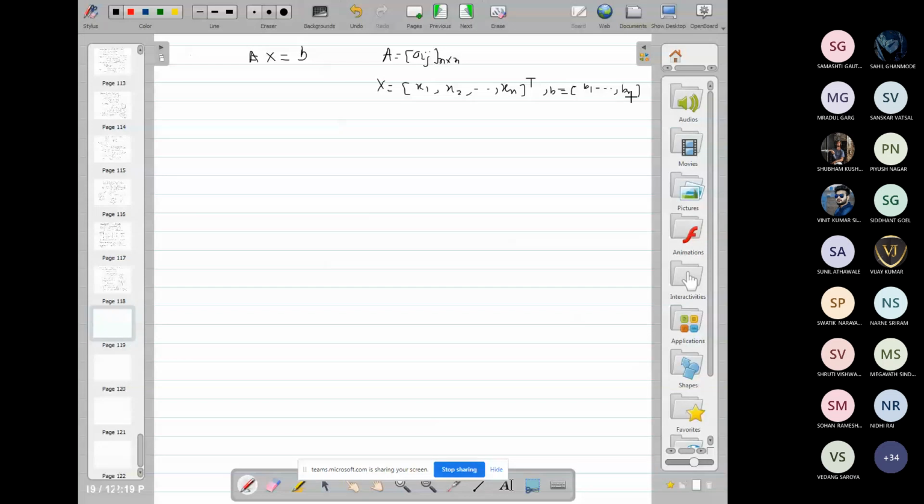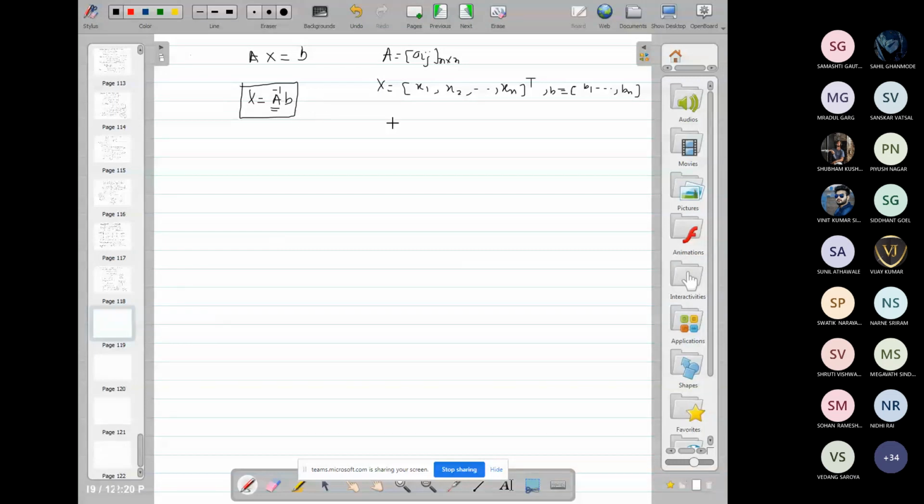So if A is non-singular, then we have X = A inverse B, and the solution of the system of equations is obtained by A inverse B. Now the problem is to find the inverse of the matrix A. If we find the inverse of matrix A, then we directly obtain the solution by multiplying A inverse with B.